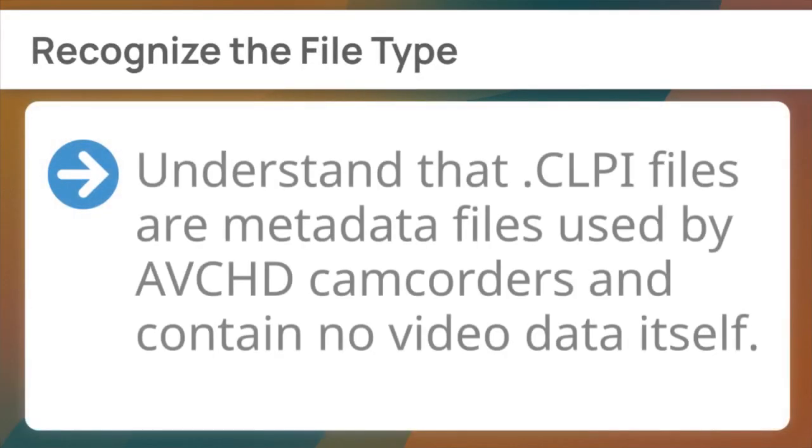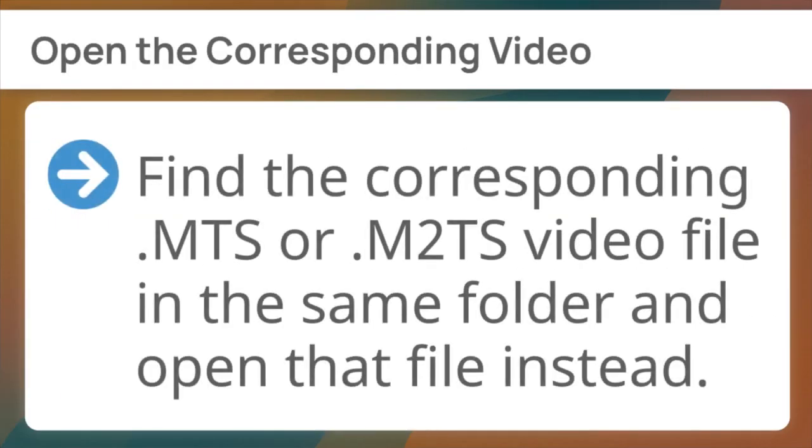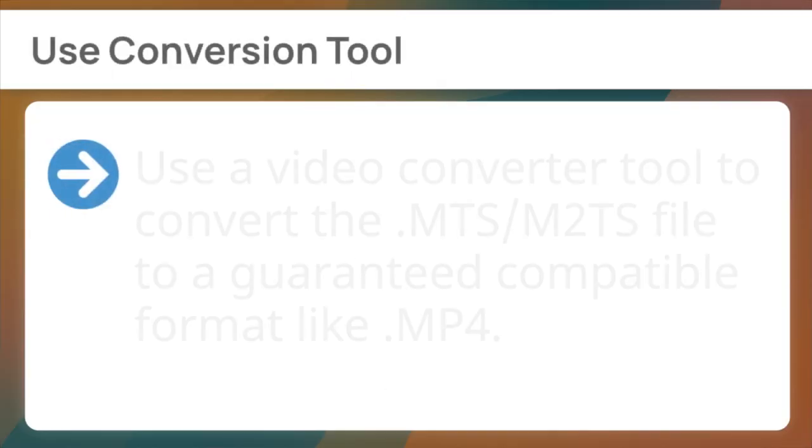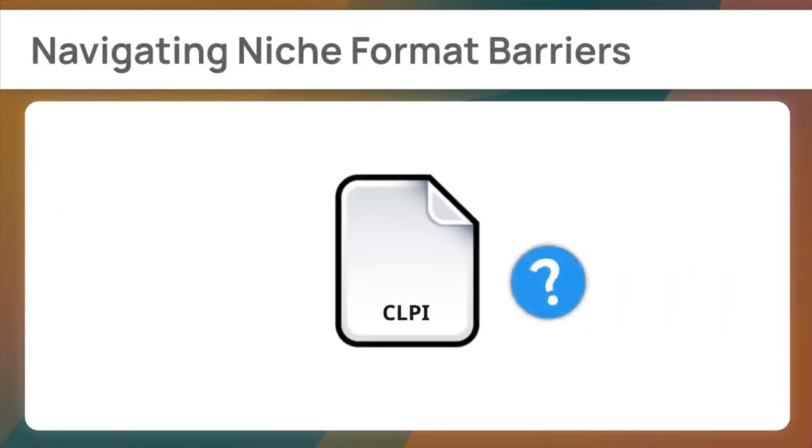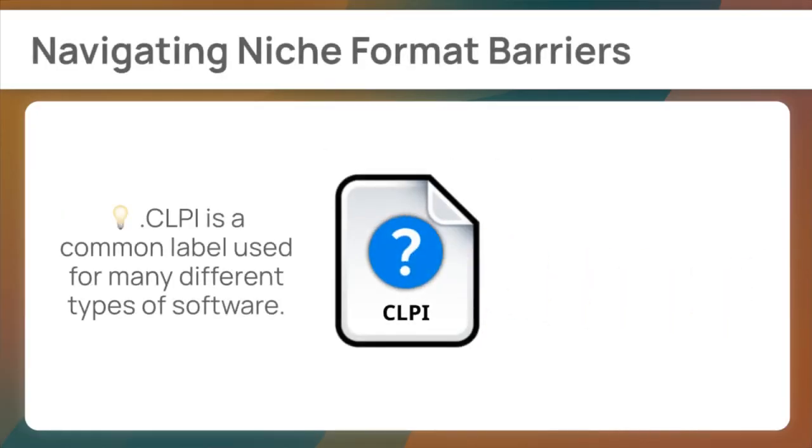First, recognize the file type. Understand that .CLPI files are metadata files used by AVCHD camcorders and contain no video data itself. Next, open the corresponding video. Find the corresponding MTS or M2TS video file in the same folder and open that file instead. Finally, use a conversion tool. Use a video converter tool to convert the MTS-M2TS file to a guaranteed compatible format like MP4.